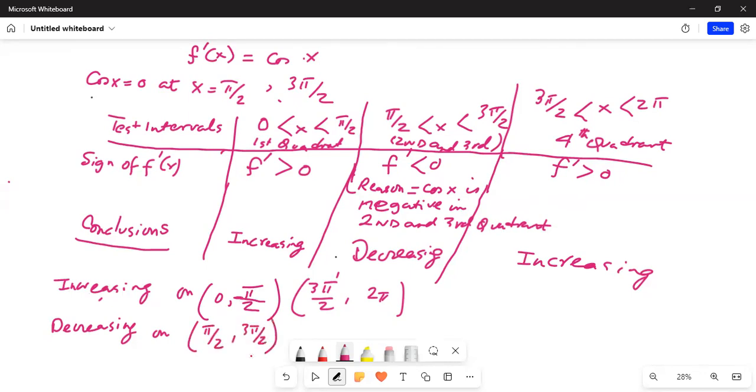So that's the answer. So again, the summary is where the f prime, the first derivative, is greater than 0, the function is increasing. And where the first derivative is less than 0, in the second and third quadrant, the function is decreasing. Whereas in the first quadrant and in the fourth quadrant, the function is increasing.